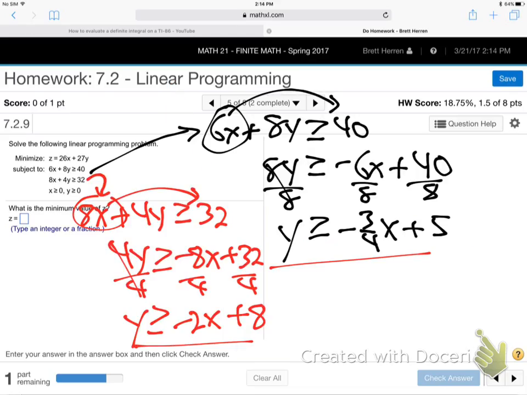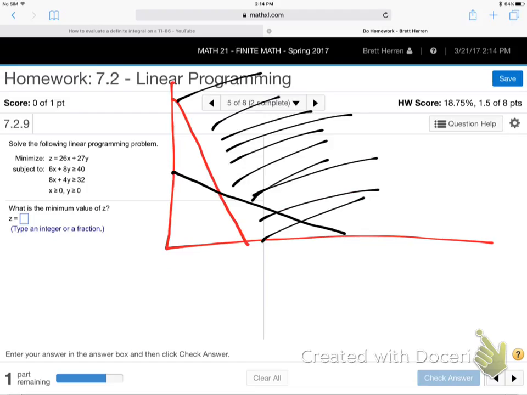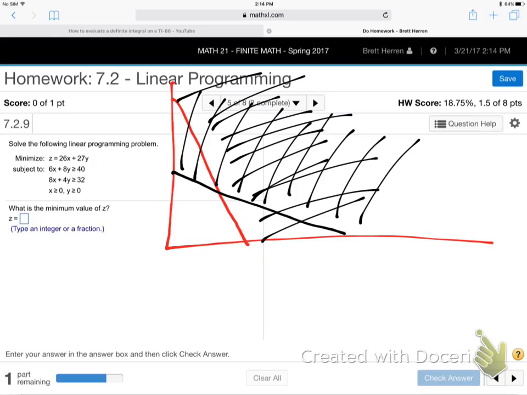Everybody got those equations? Okay, you got y alone in both of those? Everybody tracking with me? Y is alone in both equations, right? And now, in both cases, y is greater. So the shading is above. So the shading is like out here, and the shading is out here. See what I did there? I did both shadings. Where do the two shadings overlap?